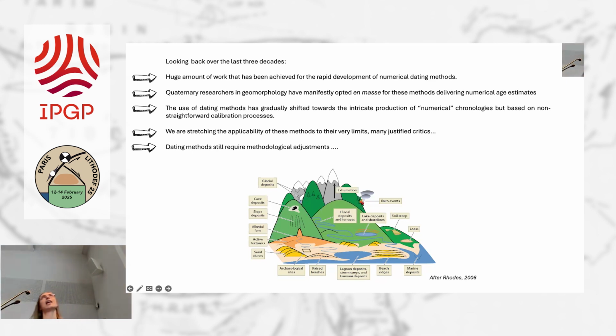Also, I would like to say that we are stretching these methods to their very limits, and I think we have to welcome some criticism about that. Dating methods still require a methodological adjustment. But today, I think we mostly all agree that in a landscape, we can date everything.